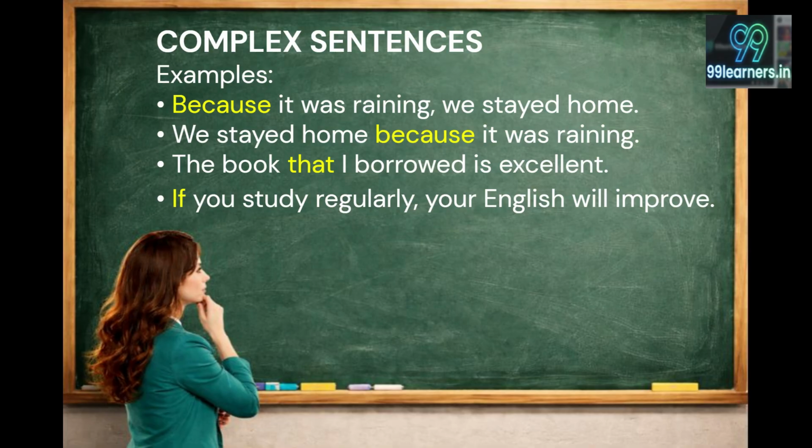"The book that I borrowed is excellent." That I borrowed is a relative clause describing the book. "If you study regularly, your English will improve." Punctuation and placement. If the dependent clause comes first, put a comma after it. "If it rains, I will take an umbrella." If the independent clause comes first, you usually do not use a comma. "I will take an umbrella if it rains." Relative clauses, who, which, that, usually do not need commas unless they are non-essential extra information.